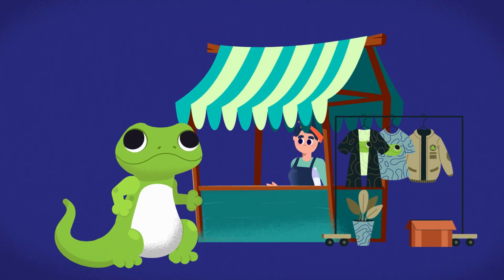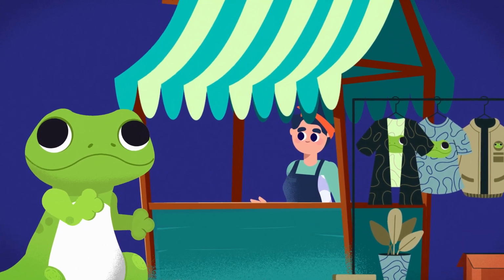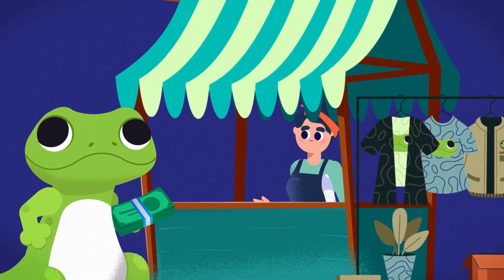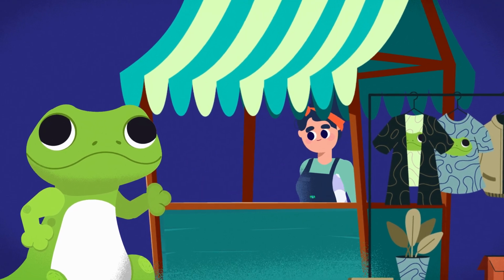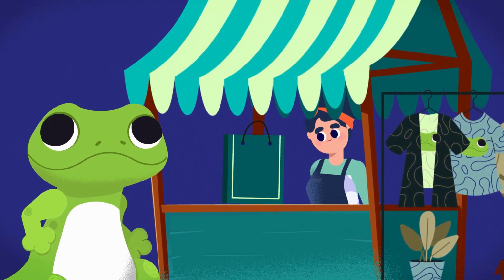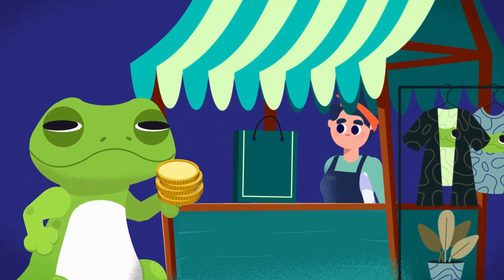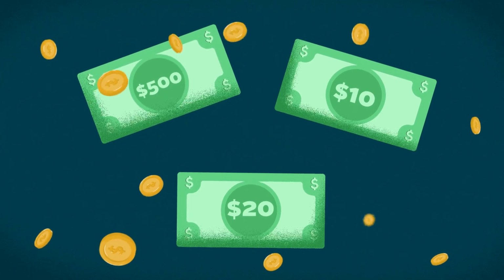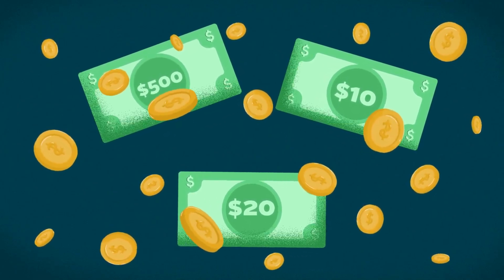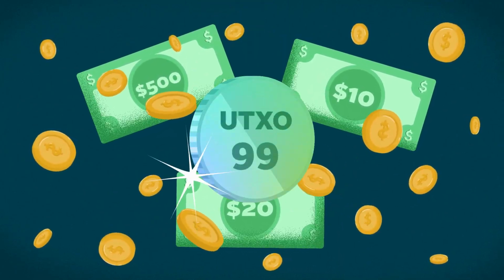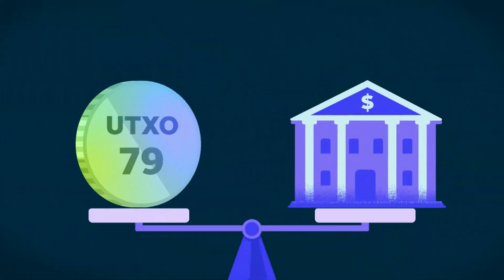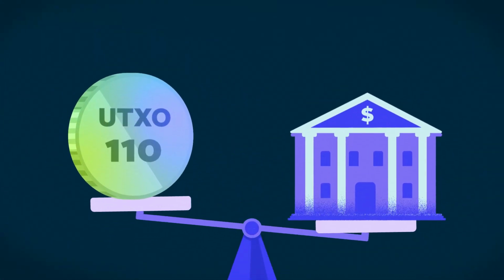In this way, the UTXO model is similar to dealing with physical cash, where you use specific bills or coins to make up the amount you want to spend, and any change is returned as a new, separate entity. The only difference is that unlike cash, which comes in standardized denominations, UTXOs can represent any amount. But each model has its strengths and weaknesses.